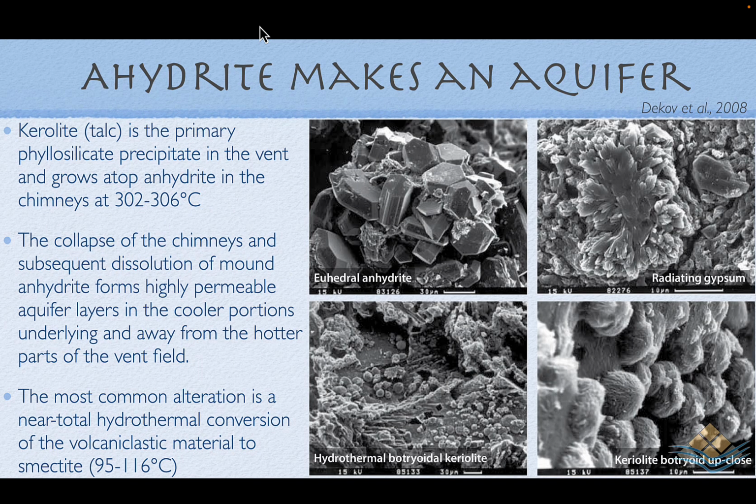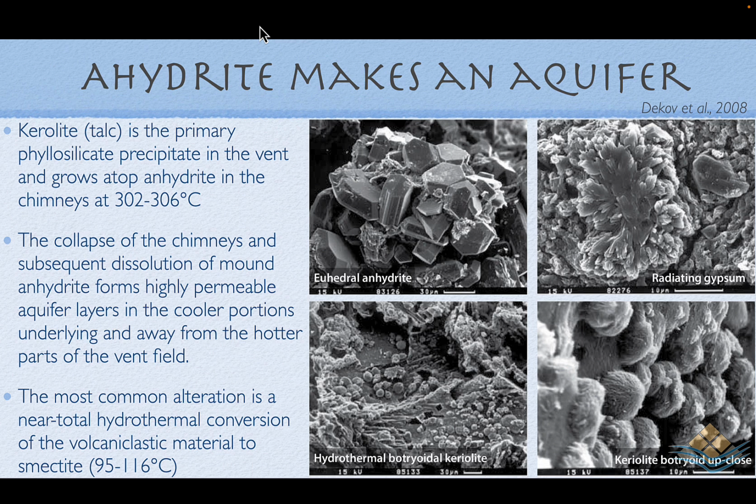This is the primary phyllosilicate precipitate in the vent at temperatures of around 300 degrees before it exits at a much cooler temperature. And so the collapse of the chimney and the subsequent dissolution of these mounds is forming the somewhat permeable aquifers that underlie the main Grimsey Mound. So here we have the same process we see in solar evaporite deposits, where we see dissolution of evaporites creating aquifers that facilitate subsurface circulation.